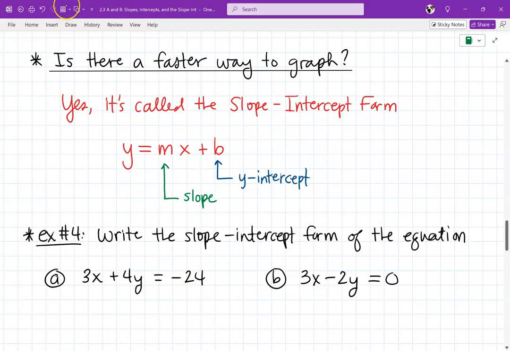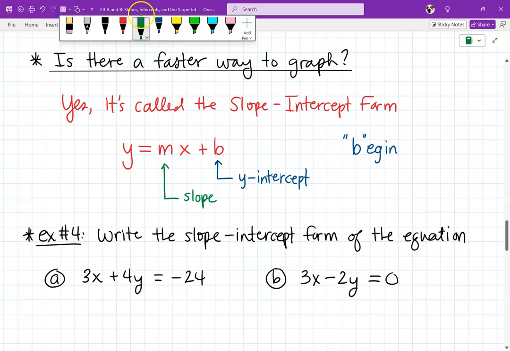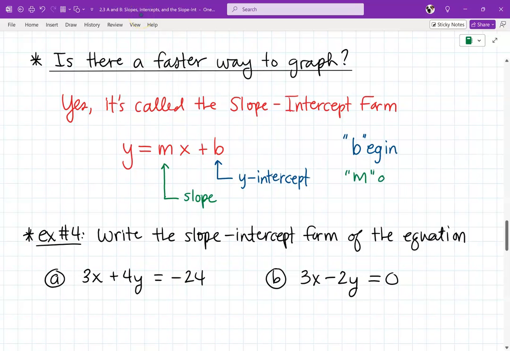Okay? Now this is the way I tell people to remember how to graph with this. I say, you're going to first begin at a certain point, and after you begin there, then you're going to move. Okay? So once you've solved it, your b value is where you begin. You're going to put a dot right there. And then from that dot, you will move according to your slope. Okay? So M and B, begin and move. That's the order in which you want to do it. Begin and move. Okay?